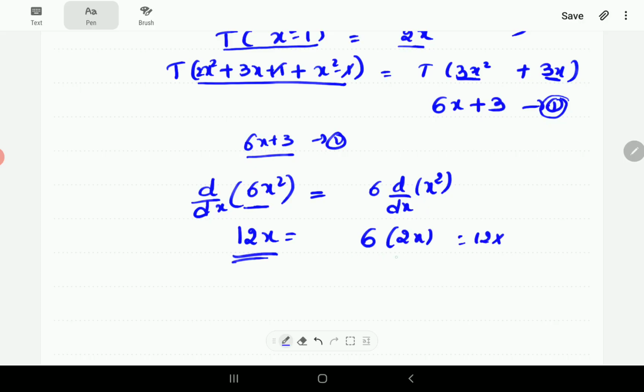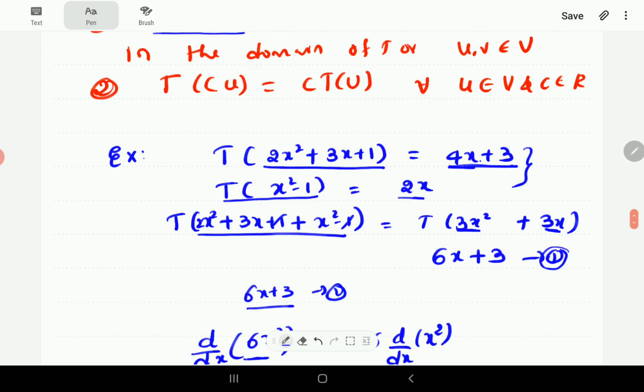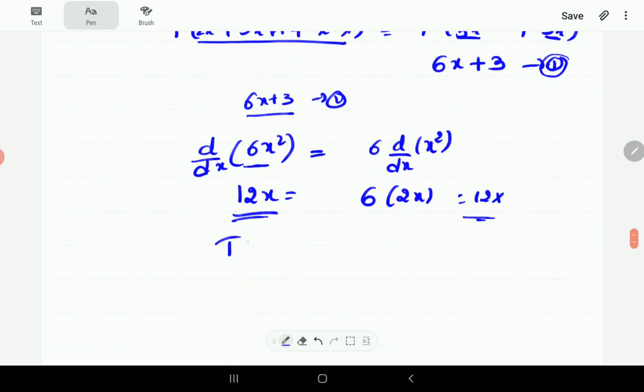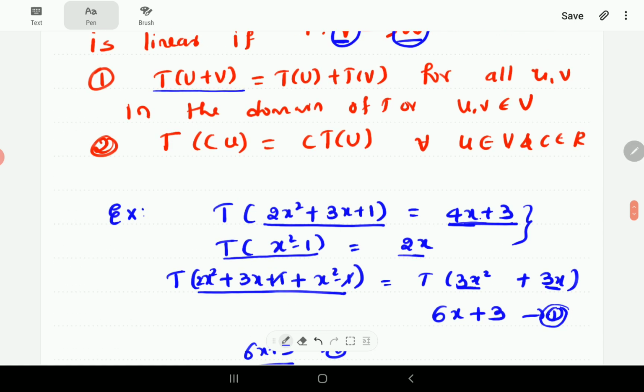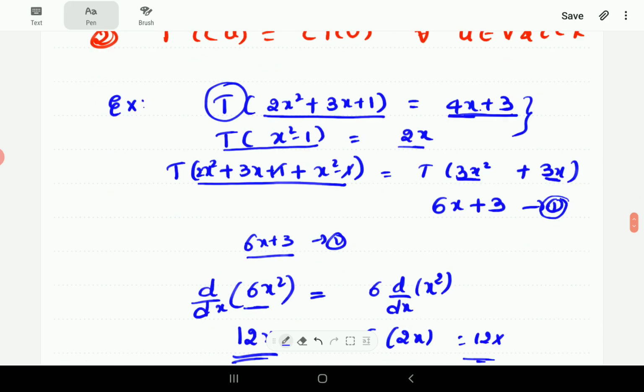So if you see, this is nothing but, because my transformation here is differentiation, T of c into u is the same as c into T of u. Okay, so both the properties are satisfied by this particular example. So then we can call this a linear transformation. That is the simple understanding of linear transformation.